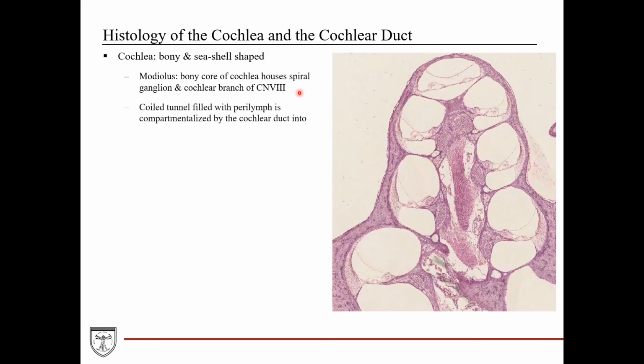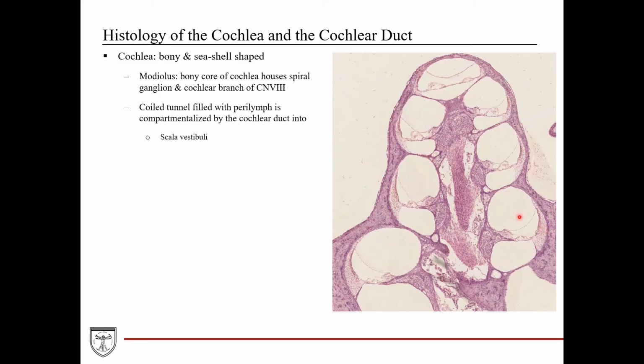As for the coiled tunnel, it is filled with perilymph, but in the middle of the tunnel, there is that cochlear duct. And this cochlear duct is actually anchored on either side to the bony labyrinth. So it's not a really delicate tube that is just floating without any anchorage. And due to these anchorage points, the perilymph-filled space is actually divided into 3 compartments.